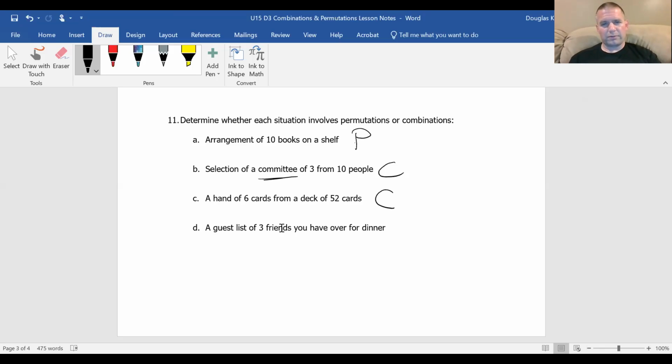A guest list of 3 friends you have over for dinner. Okay, as long as they're the same friends, would it matter if you put Gabby first on the list, Anton second on the list, and Rohan third, or Rohan first, Anton second, and Gabby third? If they're all coming to have dinner with you anyway? It's a nice dinner party. No, it doesn't matter. That's a combination right there. If the order is not important, it's a combination.